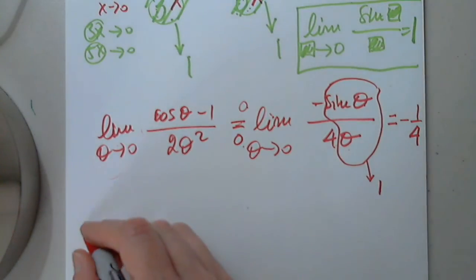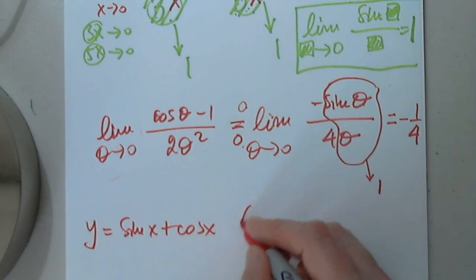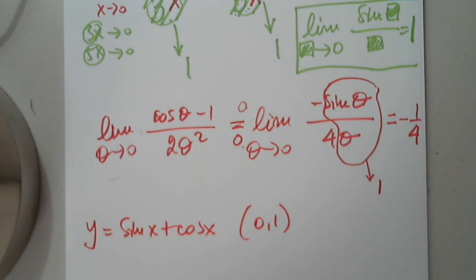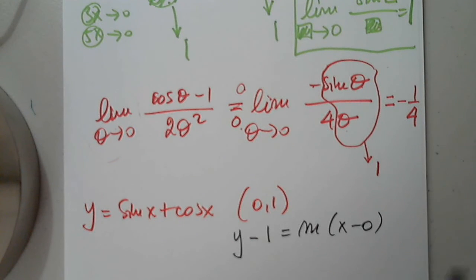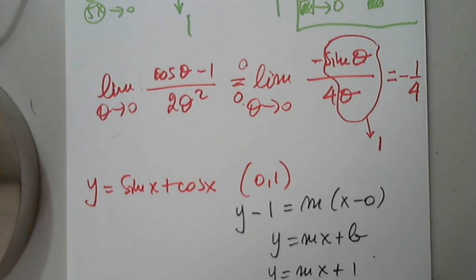What about y equals sine x plus cosine x. I'm given a point, 0, 1. Find the equation of the tangent line to the curve at the given point. So I have y minus 1 equals the slope times x minus 0. I shouldn't even write the 0, but okay. Or because it's the y-intercept, I can write y equals mx plus b, where b is 1. That's even better. So mx plus 1.